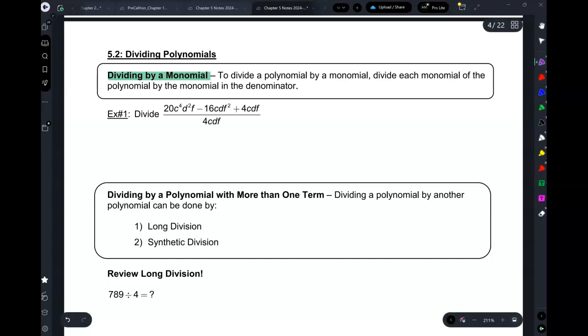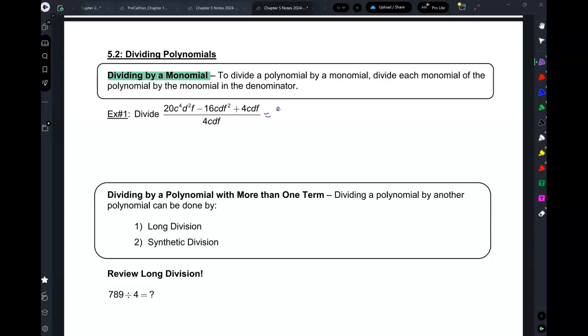So look at this one. You have a polynomial, 1, 2, 3 terms. So multiple terms divided by one term. Always remember this first. When you're dividing, ask yourself, how many terms am I dividing by? If you have multiple terms divided by one term, you have to separate.